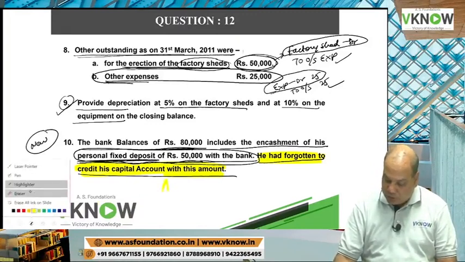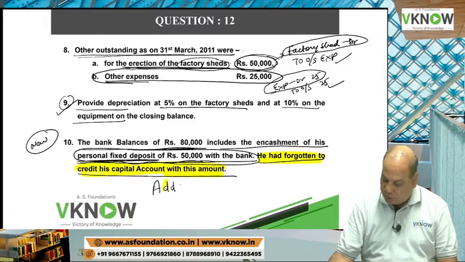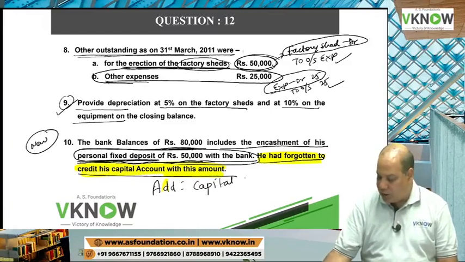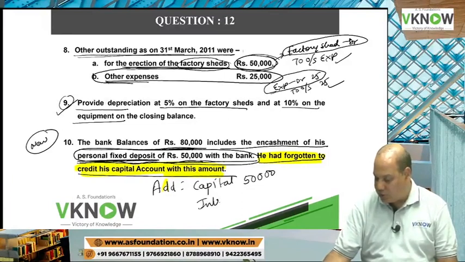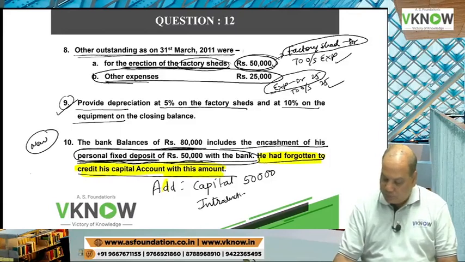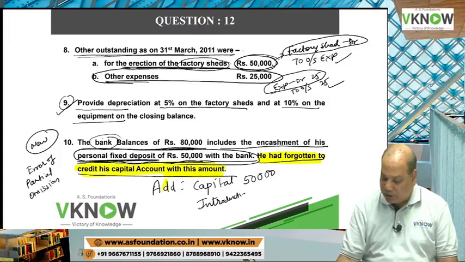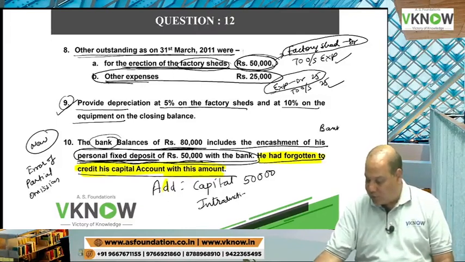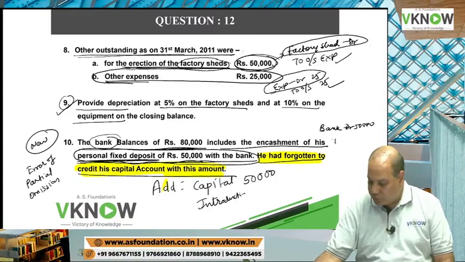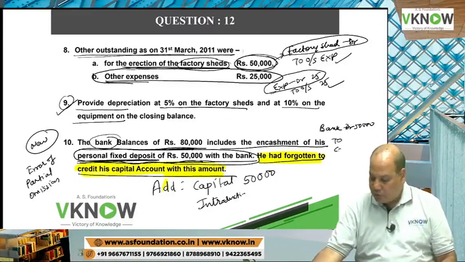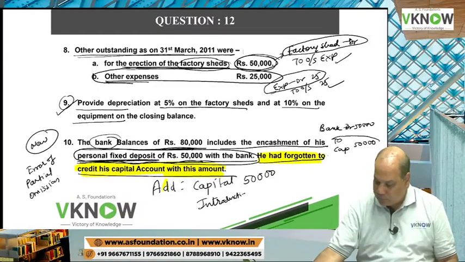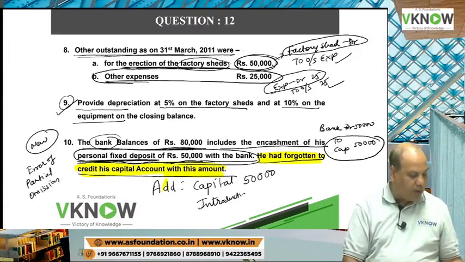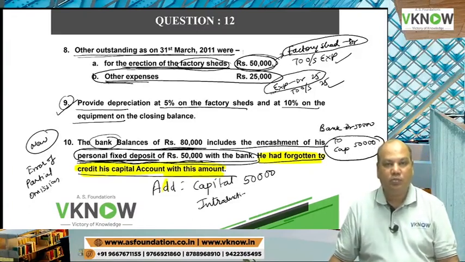So the treatment of this last adjustment is simply to add 50,000 in capital, as capital introduction. This is called error of partial omission. He has debited bank account correctly, but he has not given credit to capital account. So he has only passed the debit effect. Bank account debit 50,000, to capital 50,000 he should have done, but he has not done.